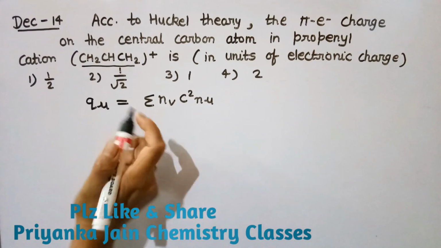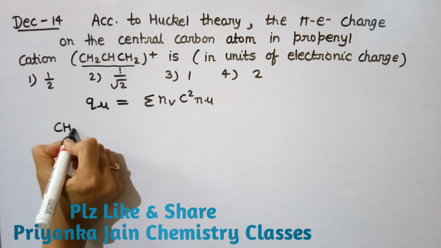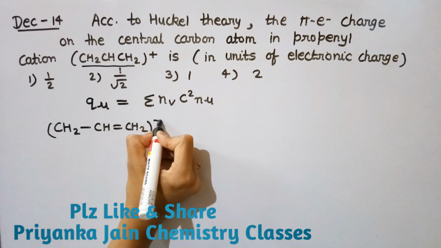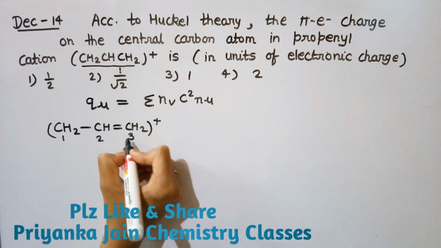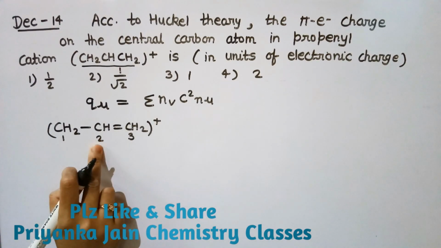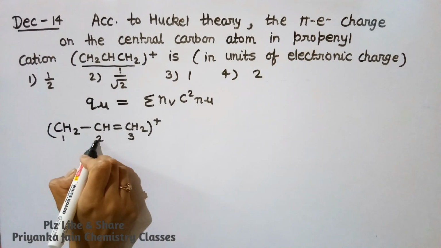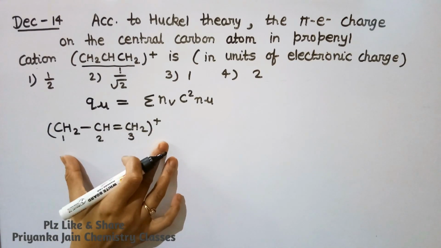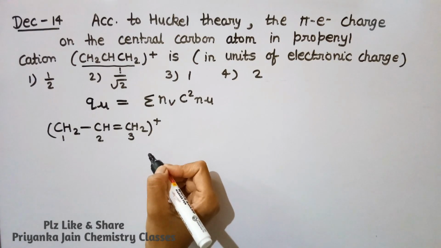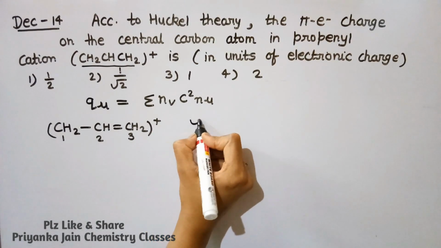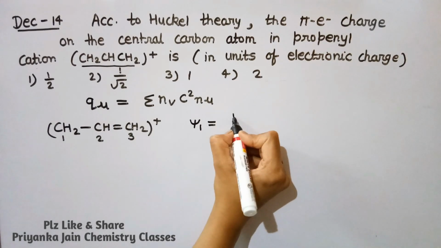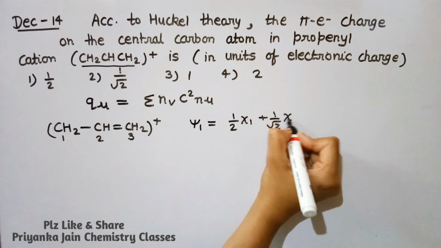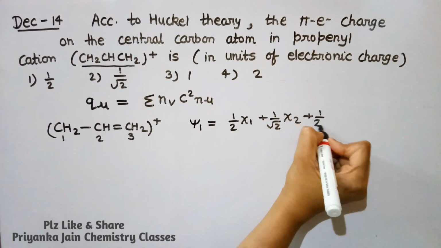Suppose we are seeing this system CH2 double bond CH, CH2, and we have given here the cation. Now see, this is 1, 2 and 3. We have to find out the pi electron charge on the C2 carbon atom, right? The number of pi electrons here will be 2, and we have to take the ground state wave functions. Why? Because we have not given the excited state. So for the ground state, I have already told you that the wave function is this one, 1 by 2 chi1 plus 1 by root 2 chi2 plus 1 by 2 chi3.